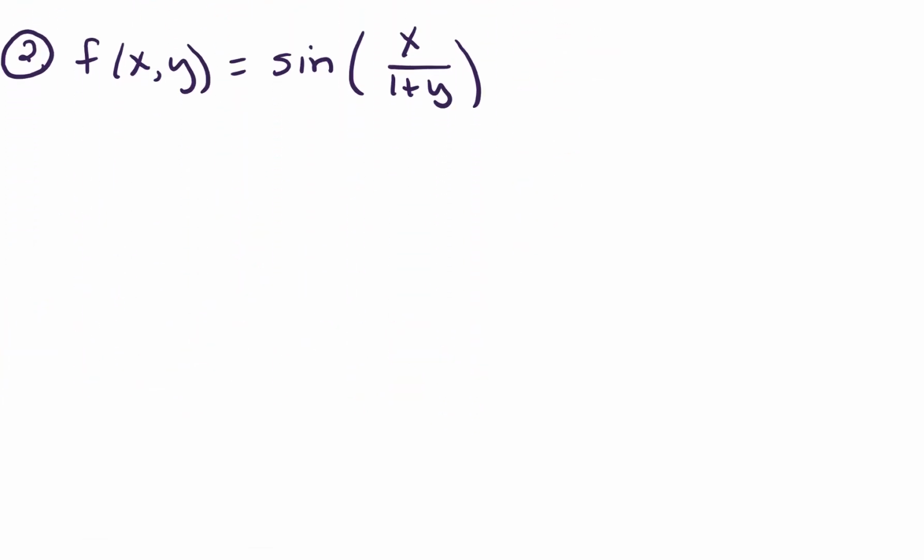Now another way we could write this is sine of x times (1 plus y) to the negative 1. There is some advantage to doing that, because to do this derivative on the inner function we'll need product rule, whereas over here we would have needed quotient rule. In general, product rule is a little bit easier to work with. But either way, you should get the same answer.